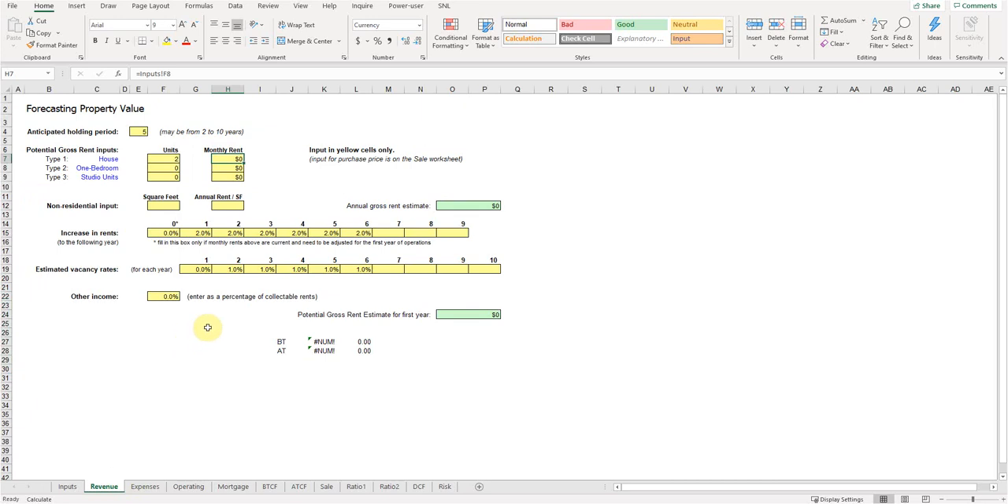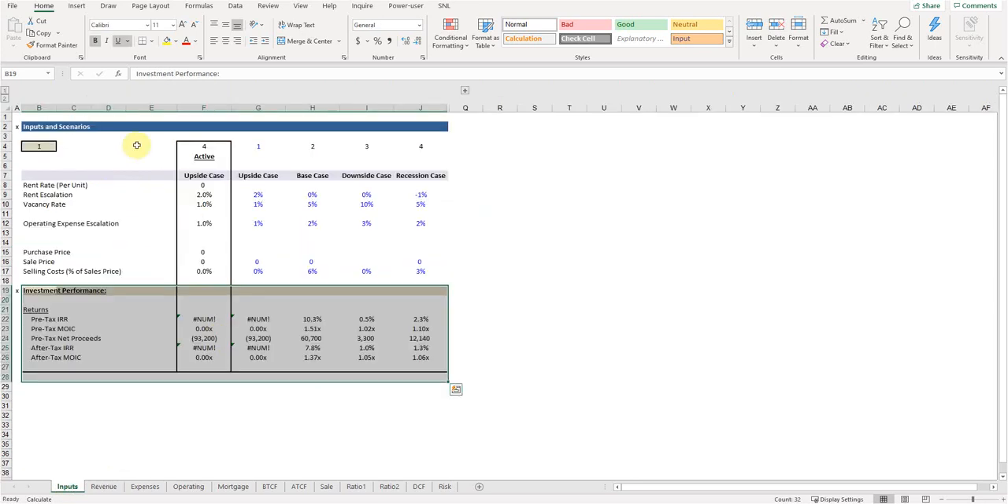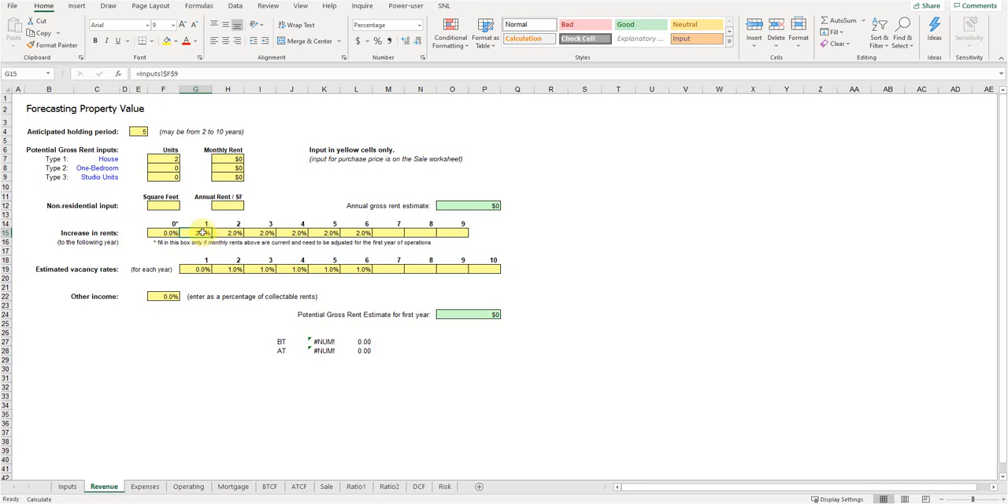Here is your normal revenue schedule. You'll put in monthly rent, number of units, increase in rents over time. Some of these you'd have to check to make sure that they're not linked back to inputs. You can see that rent escalation is tied to the inputs tab here. But that is, again, fully customizable. I like just using a flat 2% increase, so it's fully tied to the inputs here.